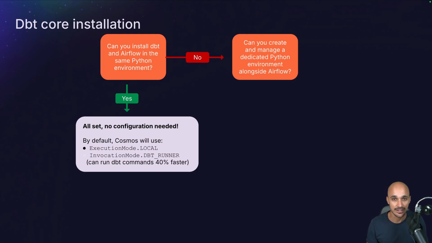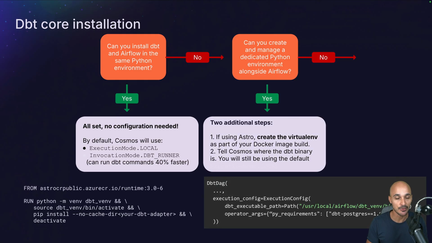But if you can't, then the second question is, can you create and manage a dedicated Python environment alongside Airflow? If yes, then you have two additional steps. If you are using Airflow, you will need to create a virtual environment in order to install dbt in it as part of your Docker file, and then you will need to tell Cosmos where the dbt binary is. You can find the examples just below. On the left, you have the Docker file where we create the Python virtual environment with dbt in it, and on the right, you can see the dbt DAG with the execution config, and more specifically, the dbt executable path, which is the parameter we use to specify where the dbt binary is. And just keep in mind that the first method is more efficient than the second one.